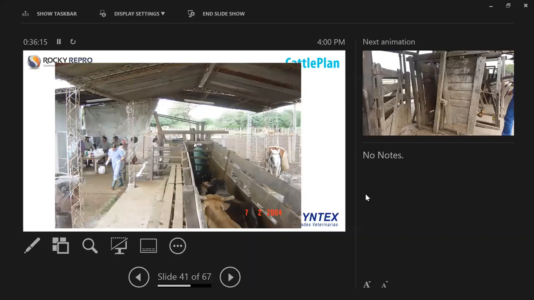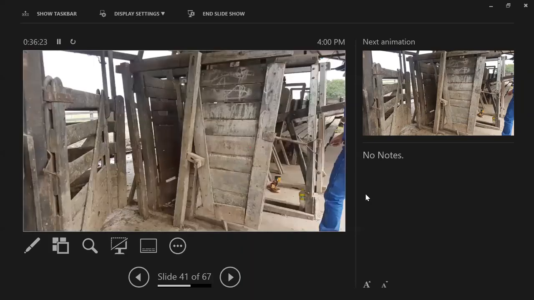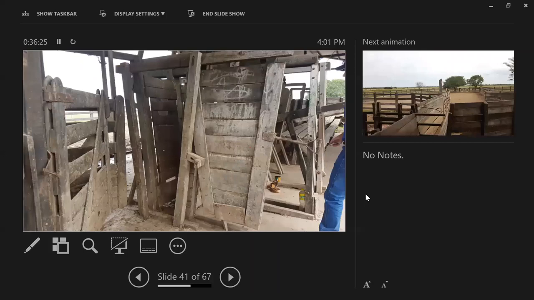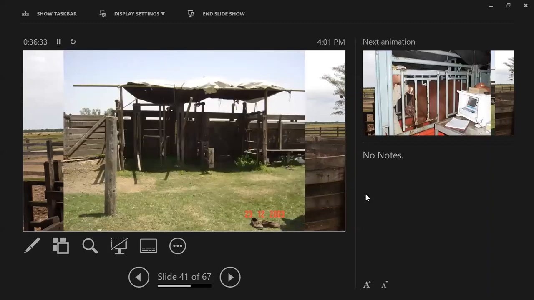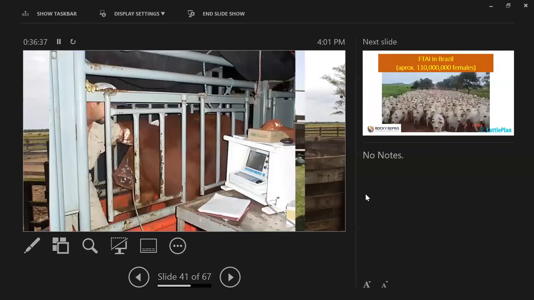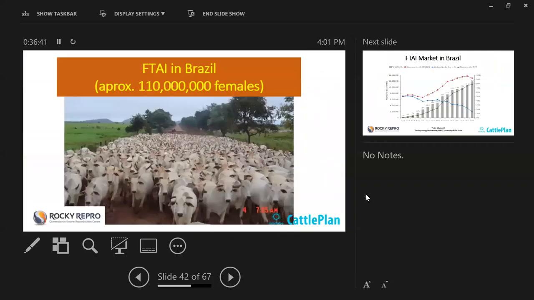These are just some photos of what the facilities look like in Argentina. This is pretty typical, wooden yards and wooden crushes too. That's a set of yards up in northern Argentina, and some of them have covers, some have temporary covers, some of them have crushes a bit similar to ours, fake crushes.